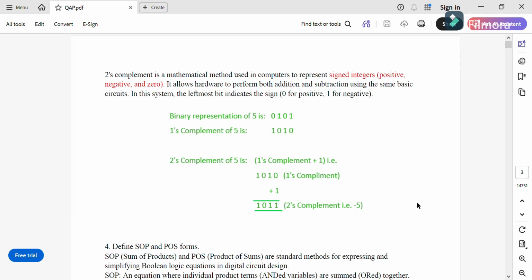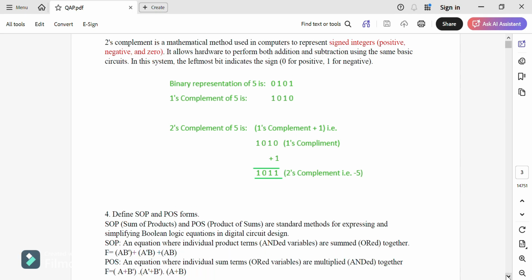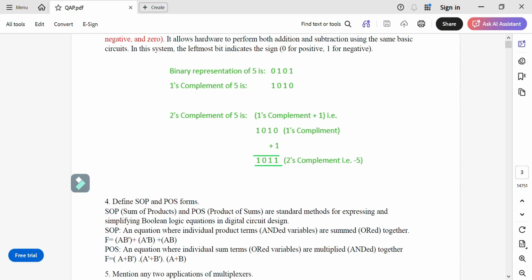Are you getting? Okay. So this example, a correct example, will carry 1 mark and the definition will carry 1 mark. Okay. So next question, define SOP and POS.